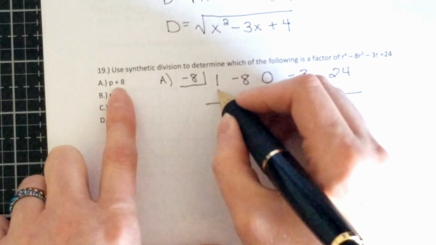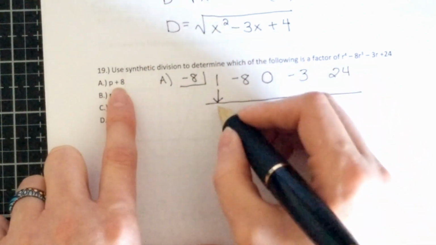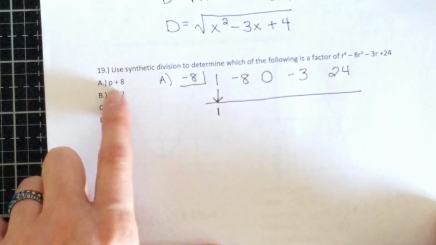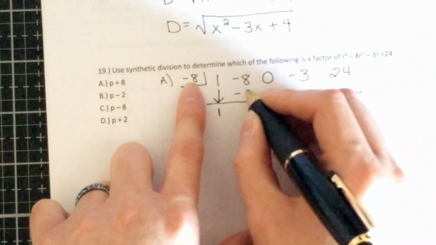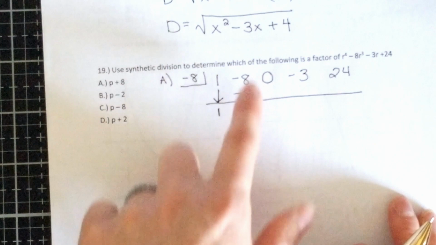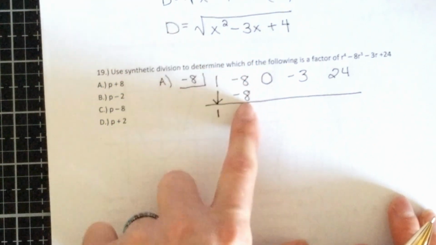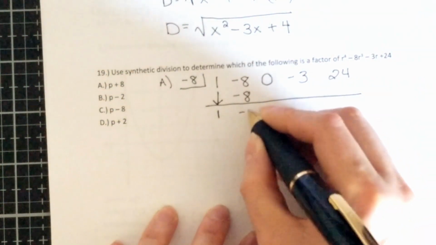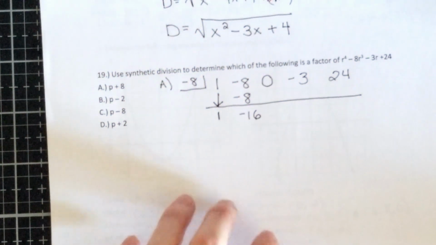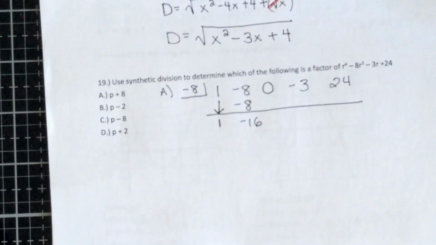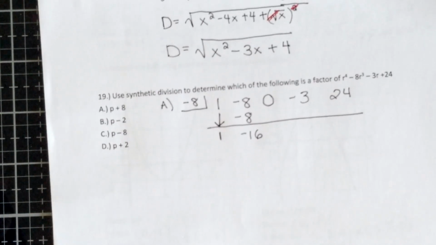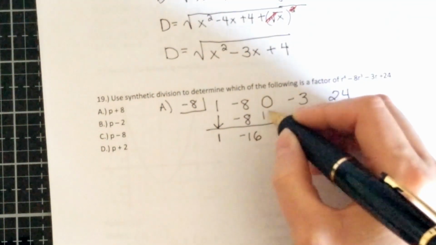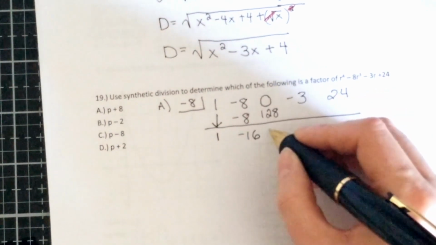Okay, I always put an arrow right here. That's kind of my cue to remember to drop that one down. All right, so 1 times negative 8 would be negative 8, and then you add going up and down. So negative 8 plus negative 8 would be negative 16. All right, then we're going to times here. So 8 times 16 would be 128 plus 0.